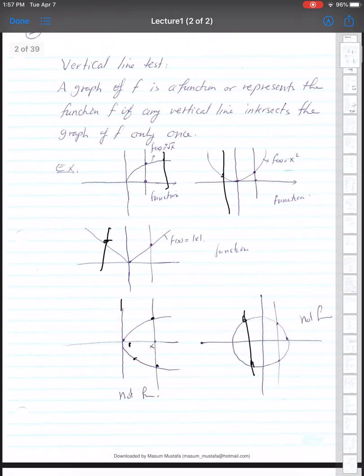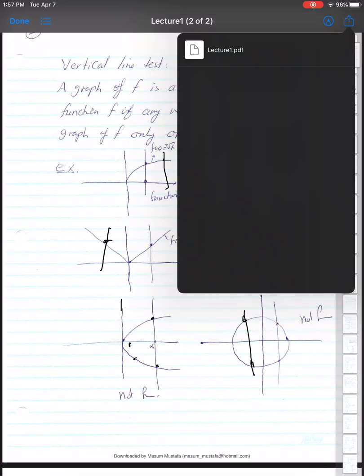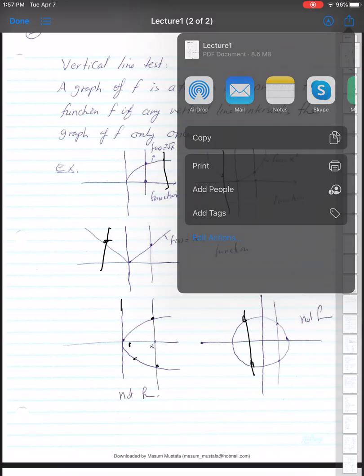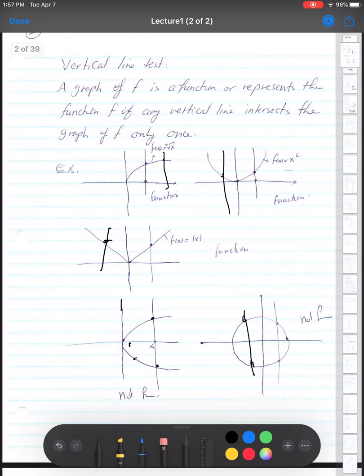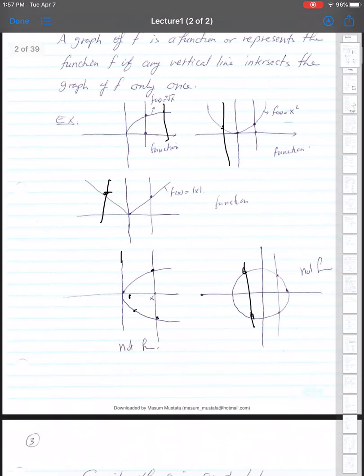Now, are these functions? No. Why? You'll have an intersection here, and an intersection here. So if you draw the vertical line along the function, you'll have two intersection points. Same here with the circle. So these are not functions.